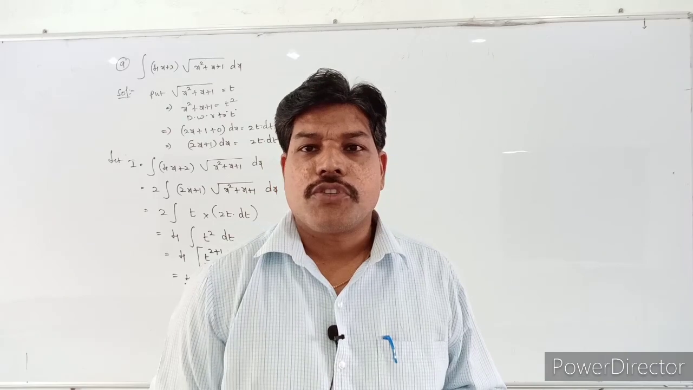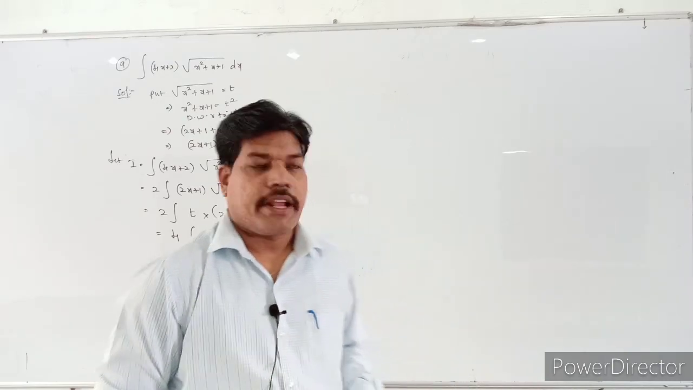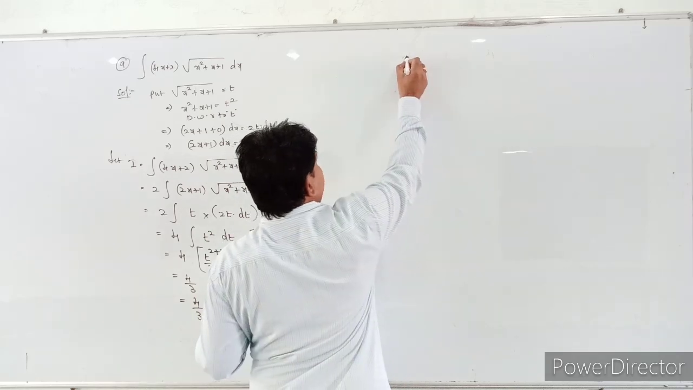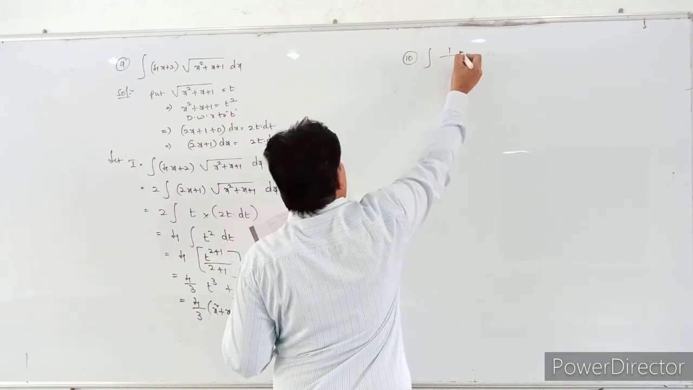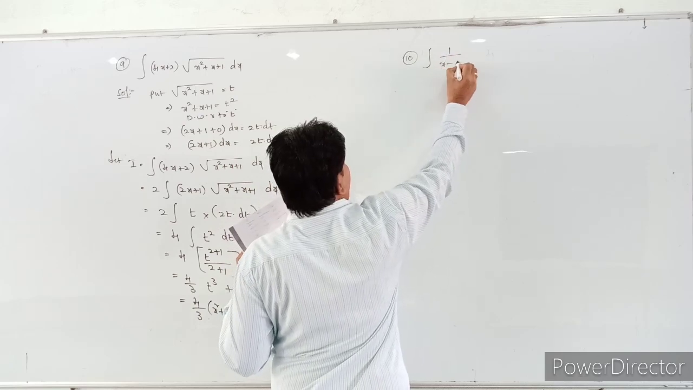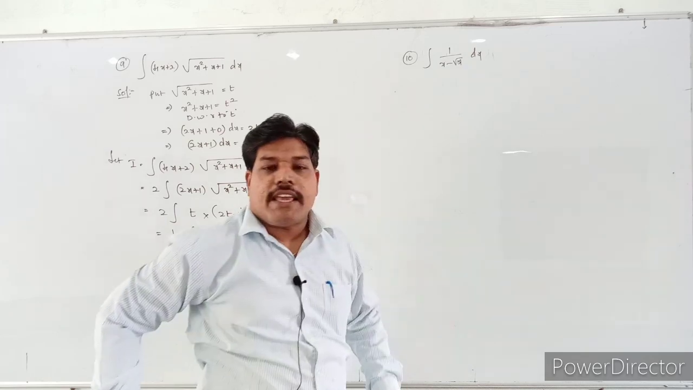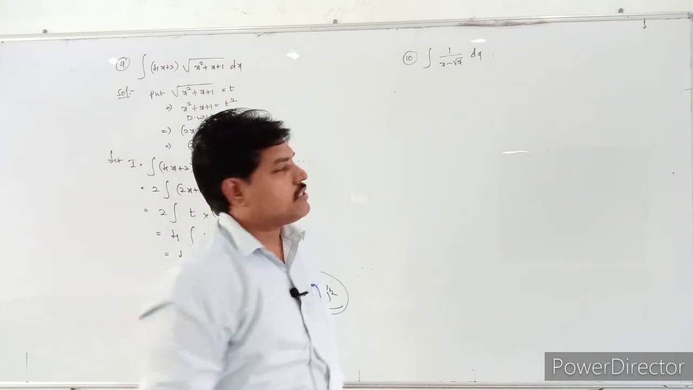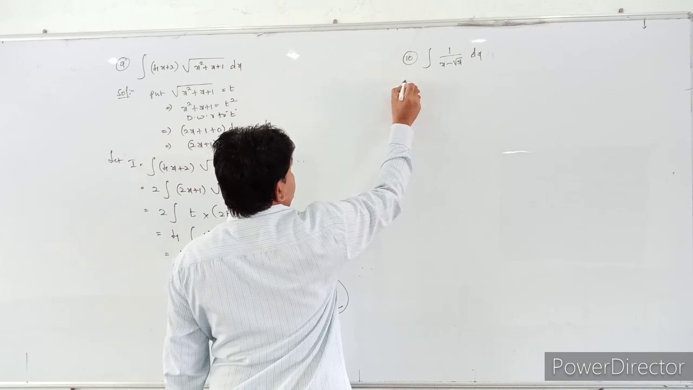See the next question, question number 10. What is the question number 10? See, students, integral of 1 by x minus root x into dx. So what is that one? How to solve this question?